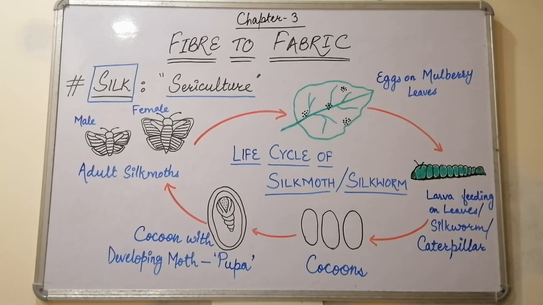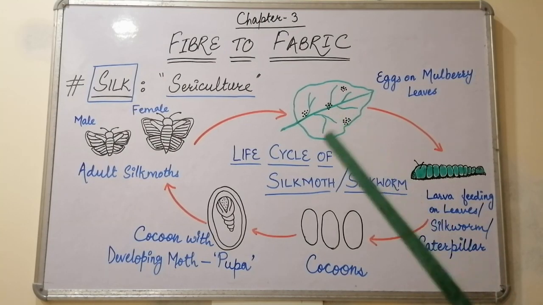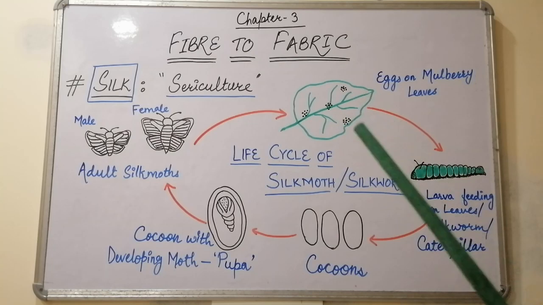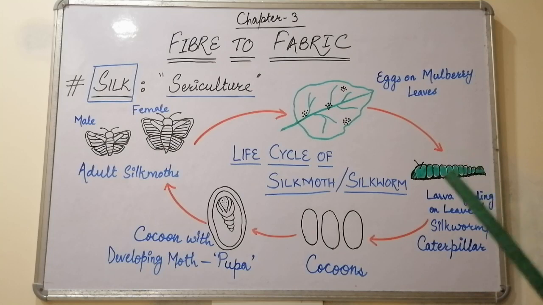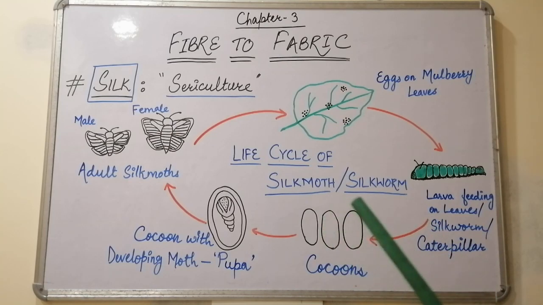Now when these silkworms, the larvae or the caterpillars, go on feeding on the mulberry leaves, they stay on the leaves, eat them up, and start growing. As soon as they grow up, they start secreting silk fibers, which is in the form of a protein. They secrete a protein.